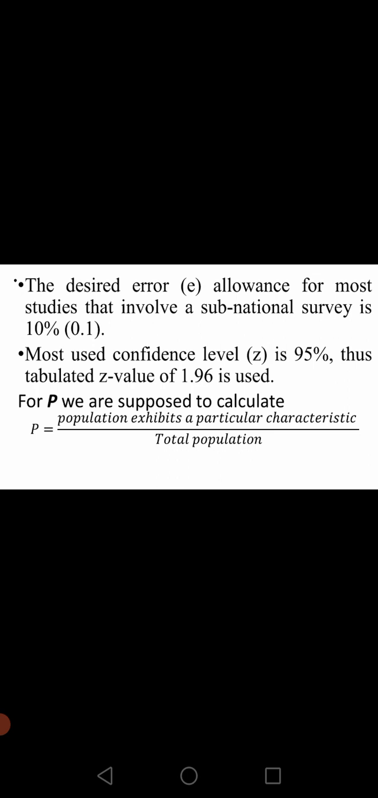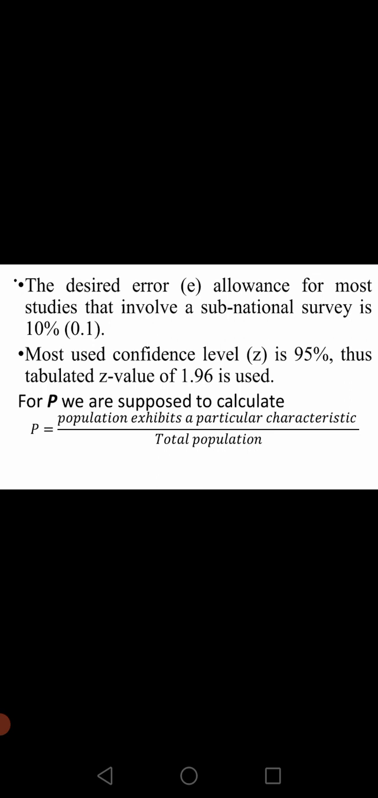And for the confidence level, the preferred critical value is 95%, which leaves 5%. So if you go to the Z table and check for 5%, that is 0.05, it will give you 1.96. So 1.96 is the value of Z that is mostly used. Now let's go to P.